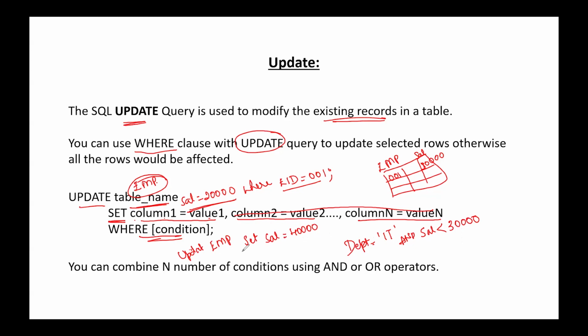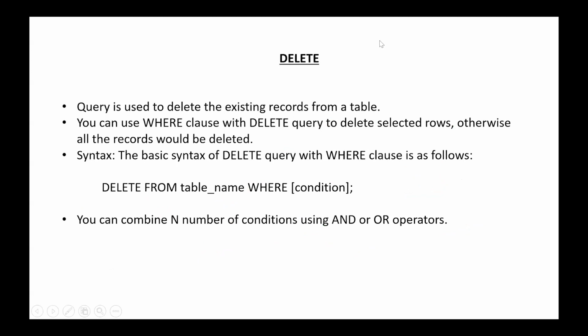So I will update employee set salary is equal to 40,000 where department is equal to IT and salary is less than 30,000. Okay, so in this case, whoever in the employee table is working in IT and whose salary is less than 30,000, their salaries will be automatically updated to 40,000. So this is how we can use more and more conditions using AND or OR operators. You can club them together and add more conditions. That is fine.